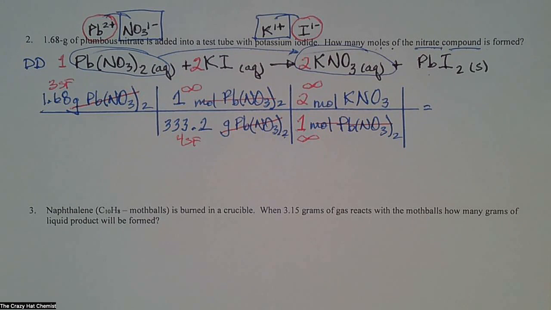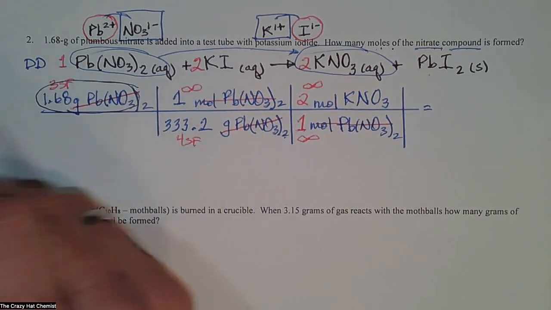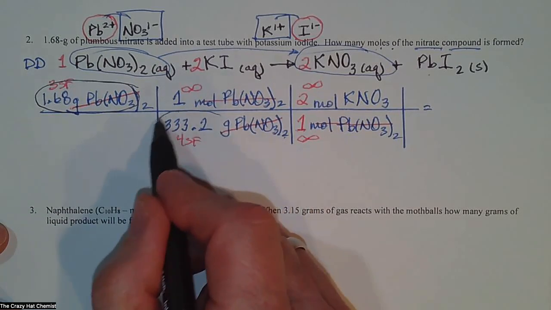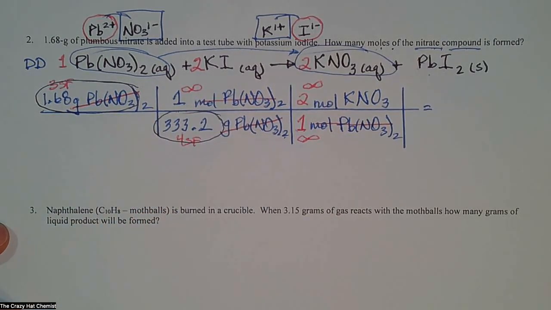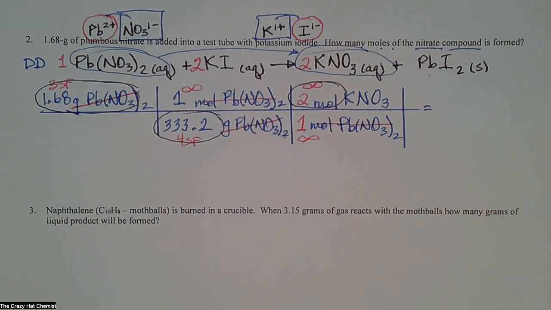In my calculator, what am I going to do? I'm going to plug in the number 1.68. Then I'm going to divide by 333.2. Then I'm going to multiply by 2. And then I'm going to round that number to 3 significant figures.